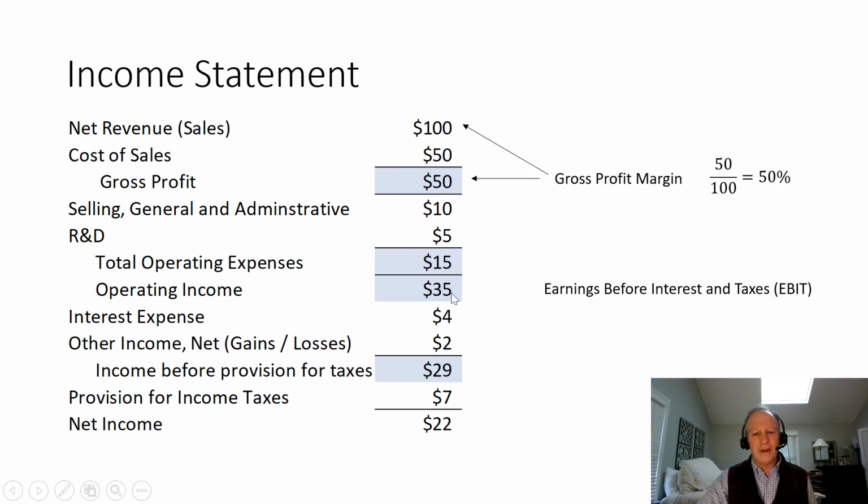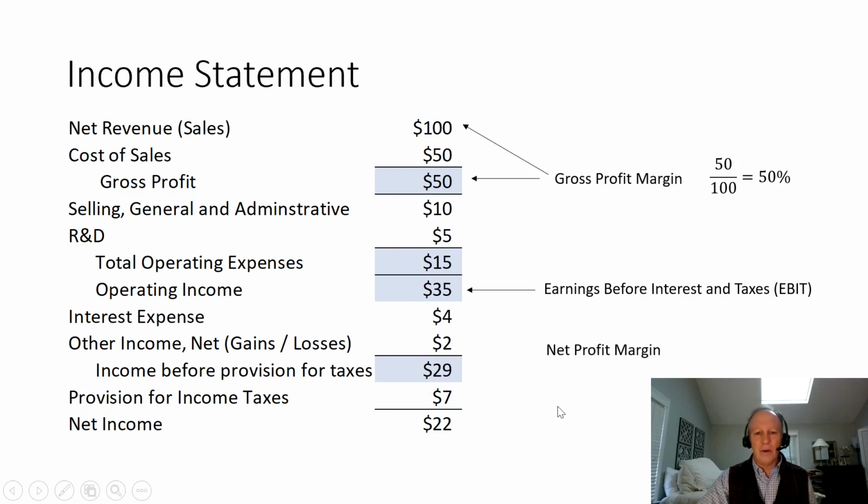So I'm taking $35 minus 4 minus 2, and I get income before provision for taxes. Okay, so this is EBT, earnings before taxes, income before provision for taxes. Then I multiply that by whatever my tax rate is. In this case, I'm going to get a $7 income tax charge.